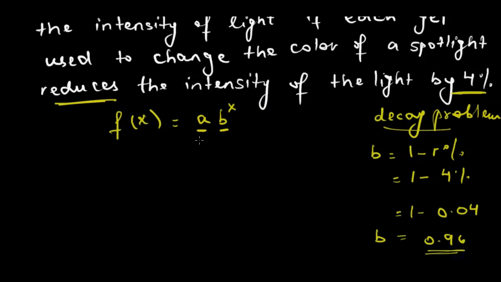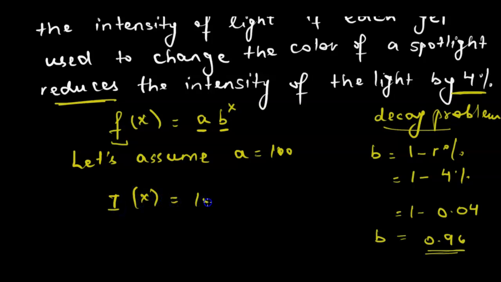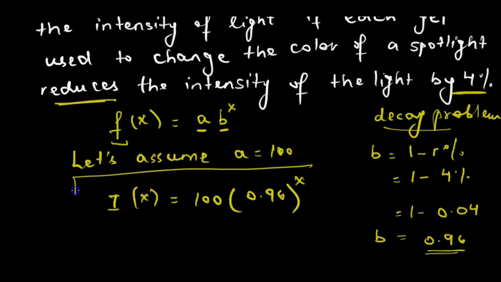Now we're not given the original intensity, or the initial value of intensity. Whenever we're not given the original value, we can take it as either 1 or 100. So let's take a as 100. Therefore, the equation that we would write, instead of f, we can put intensity I. So I(x) is equal to 100 times 0.96 to the power of x. And this is how we write the equation.